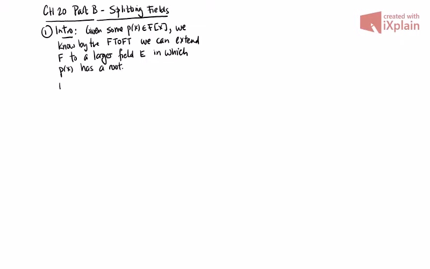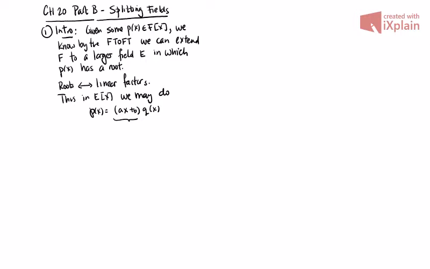Now, roots correspond to linear factors. This we know. So what this is saying is, in this E of x, in this bigger thing, the polynomial factors, or rather, we can take a linear factor out of the polynomial. So we could do p of x is some linear factor, and then some residual stuff. And these will be in E of x.